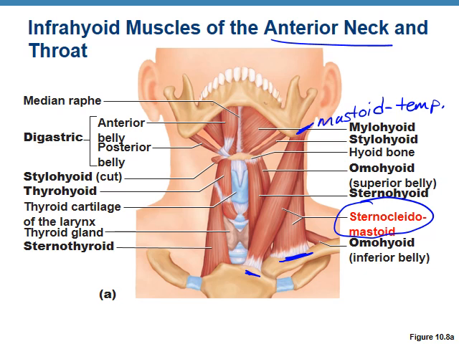So, as you can see in this picture, they're elevating their head. If you touch your chin to your sternum, you're using your sternocleidomastoid. Also, if you nod your head up and down.